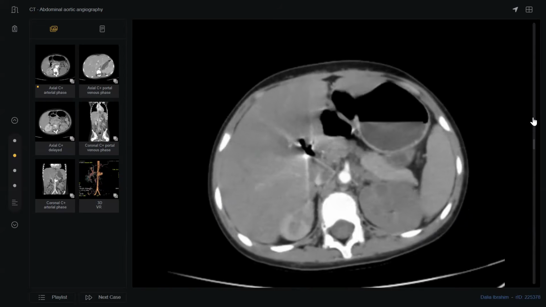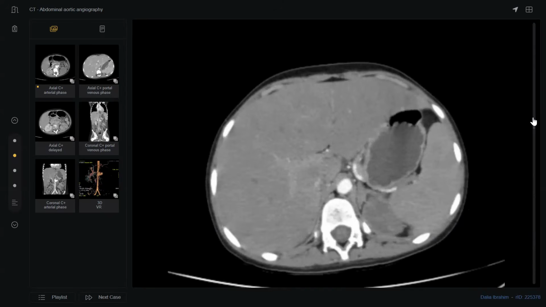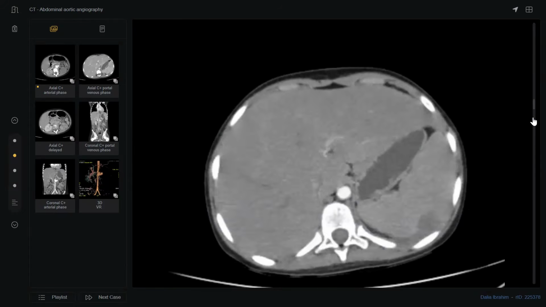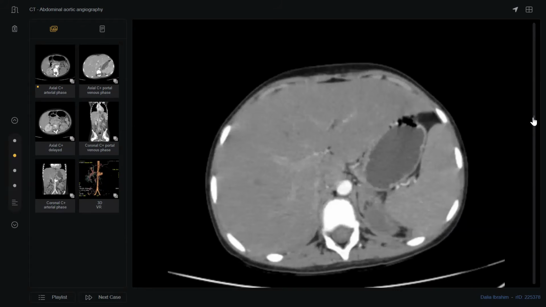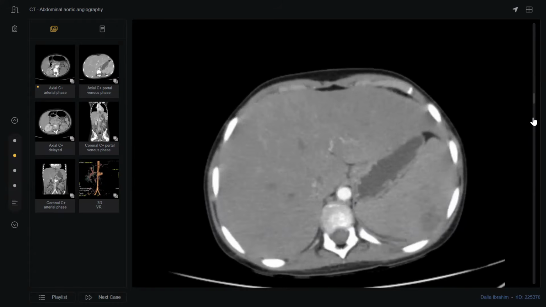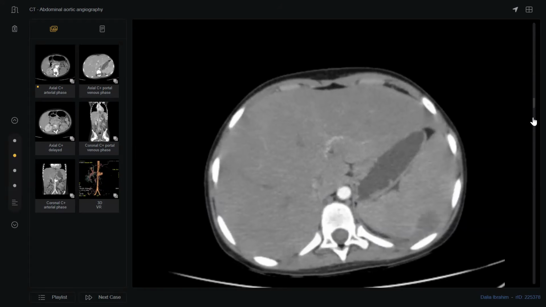Okay. I can see that there is a large air fluid level noted within the stomach. I can see that the liver appears enlarged, mostly representing hepatomegaly. No focal splenic lesion, and the right kidney, also spleen. I can see that there is a wedge-shaped hypodensity noted in its posterior lateral aspect, most likely representing splenic infarction. In my routine practice, I want to see this in the coronal and sagittal images.